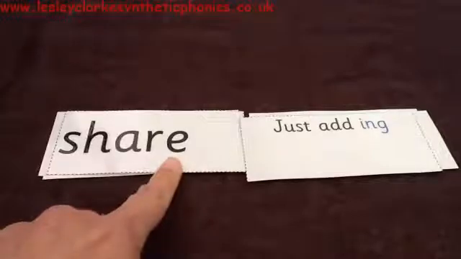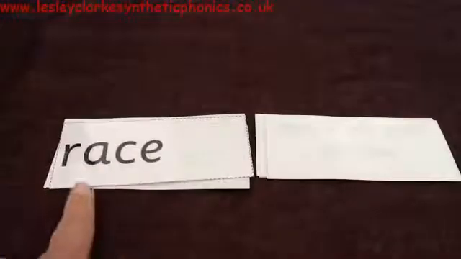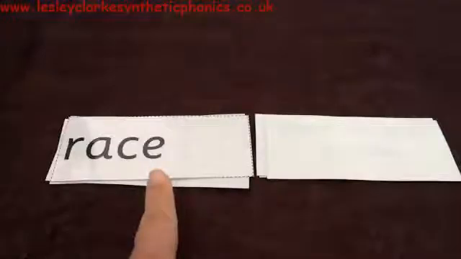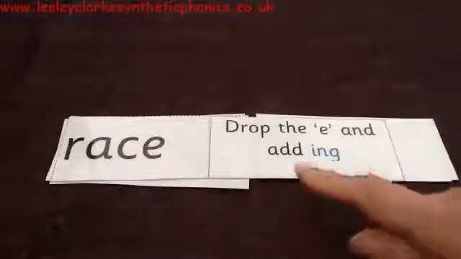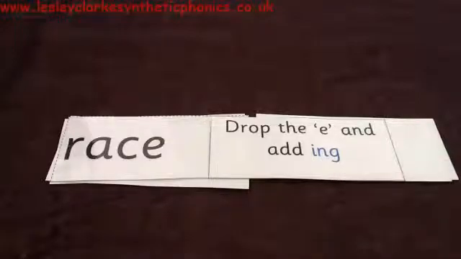Oh, we've got an E on the end there, so we can't just add ing. Those two don't go together. Let's put those at the bottom. Let's see what the next one says. Sound it out. R-A-S. Right. If you read the spelling rule for me, drop the E and add ing. If you think that matches, shout snap.